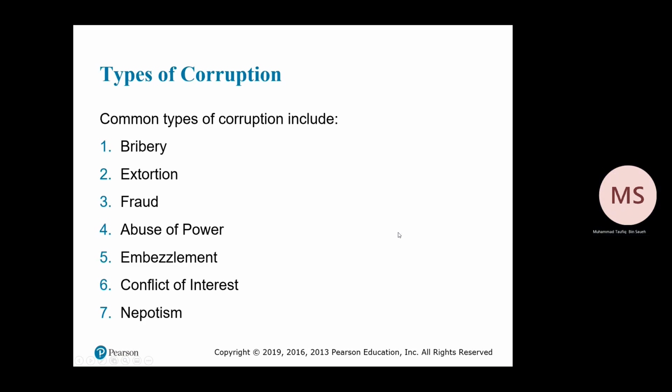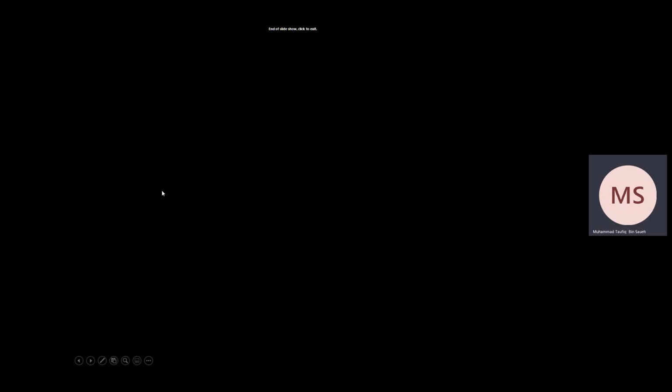So these are the types of corruption that can happen in a project. Bribery: maybe you want to get a government project, so you give a bribe to the person in charge. Extortion, fraud, abuse of power, embezzlement, conflict of interest, and nepotism. So these are the common types of corruption that can happen in a project. Okay, all right, so that's all for this chapter.